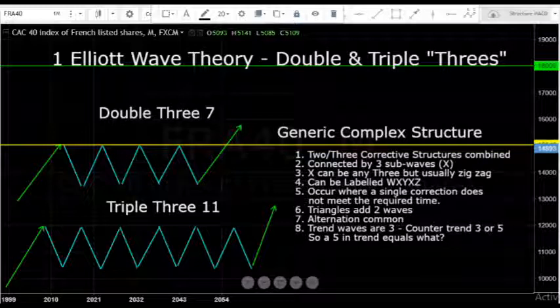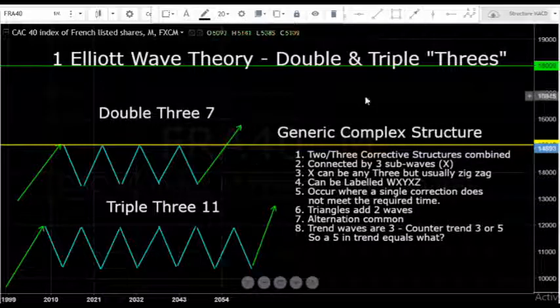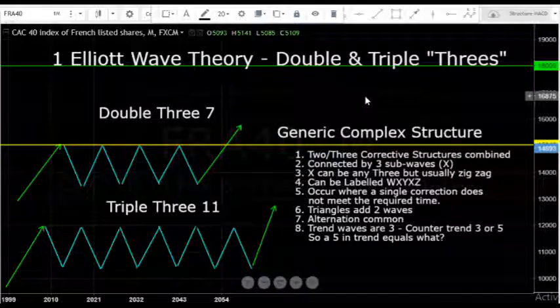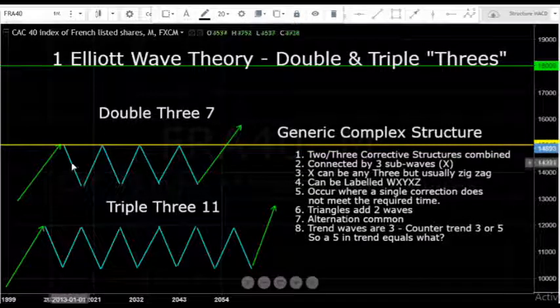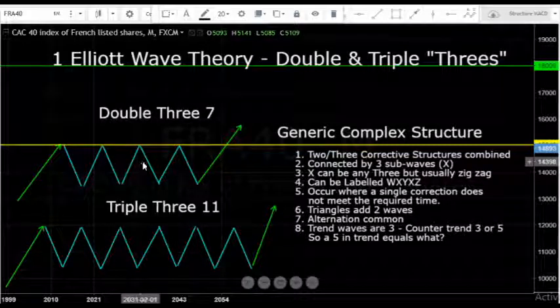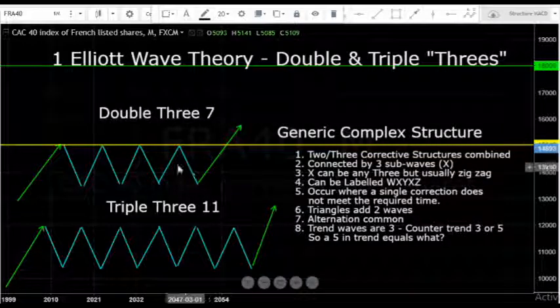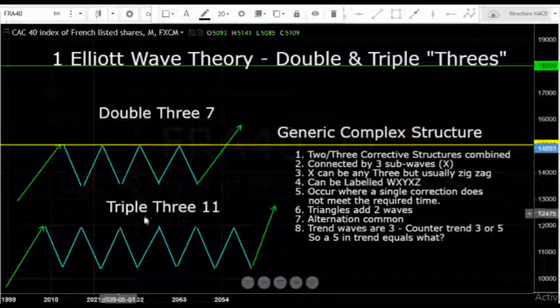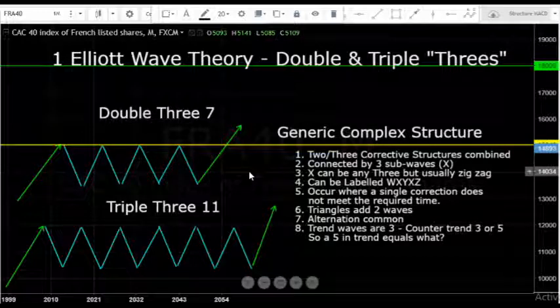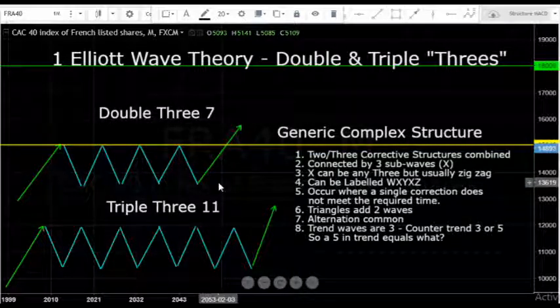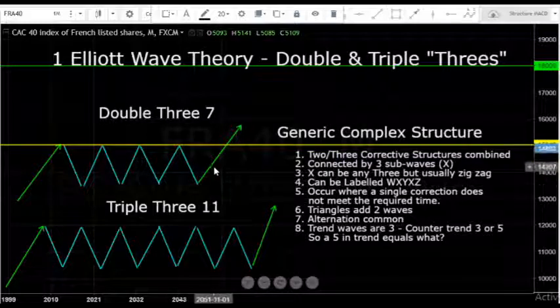Now, Elliott called these double threes and triple threes, even though they can include triangles, which we know have at least 5 waves. We'll start by looking at the general structure using our generic model here. First of all, we have a double three which has 7 waves. We have 1, 2, 3, 4, 5, 6, 7. Now, that's not the label, that's just counting them, guys. And when we have a triple three, we have 11 waves. 1, 2, 3, 4, 5, 6, 7, 8, 9, 10, 11. Okay, there's a variation in this whenever we have a triangle because it will add 2 waves.